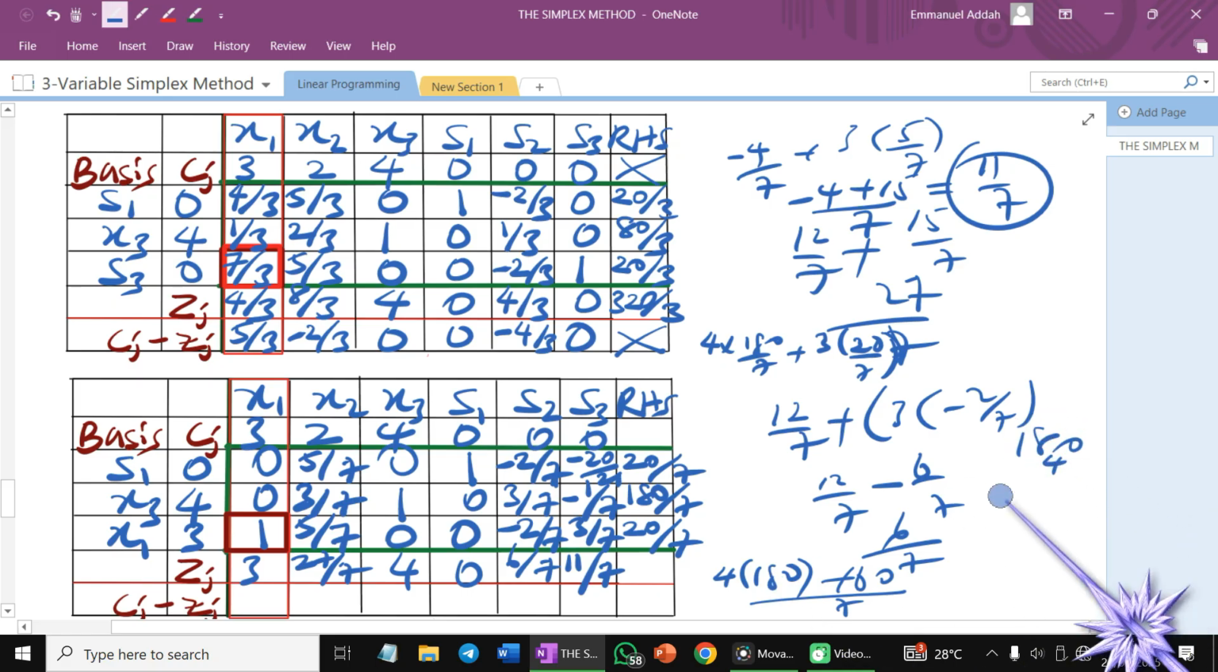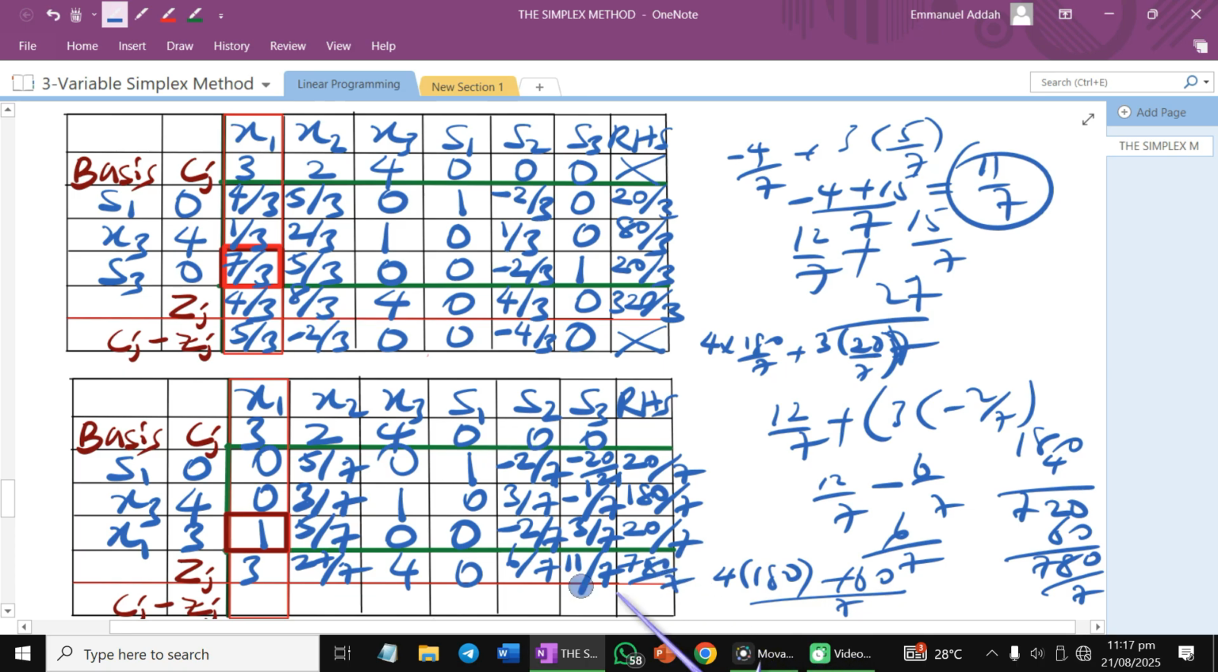180 times 4. This is 0. This is 32, carry 3. 4 times this is 1 plus that. That's 720 plus 60. That will give us 0, 8. Okay, 7. That will be 780 over 7. Can it go? No. It cannot go. That's 780 over 7. Okay, that's it.